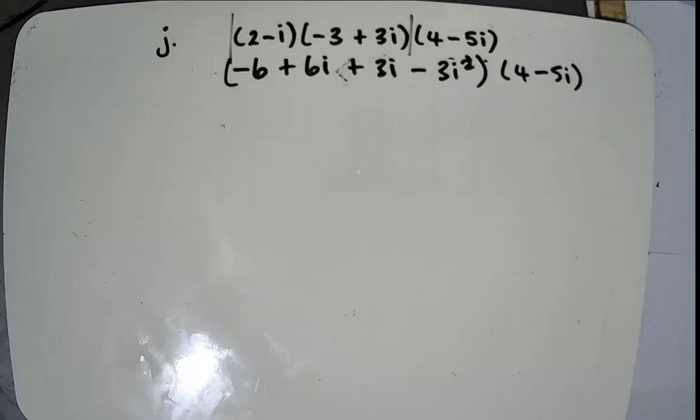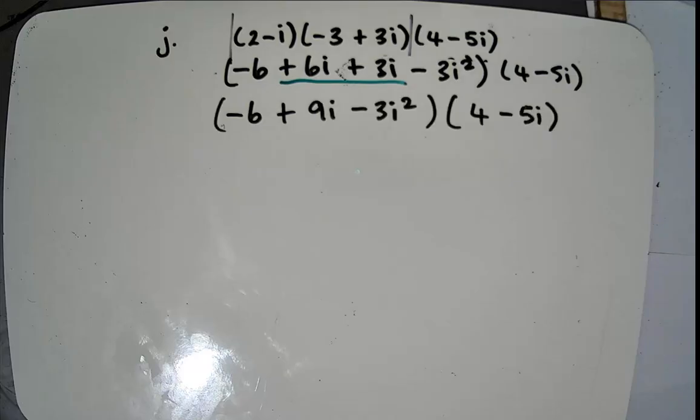Now let's simplify that first bracket on the left hand side. Let's simplify. Notice in the center we have like terms. So we have minus 6, the like terms, add them up, we'll get plus 9i minus 3i squared, and all multiplied by the second bracket. Pause the video, continue from here, and see if you're able to do it.